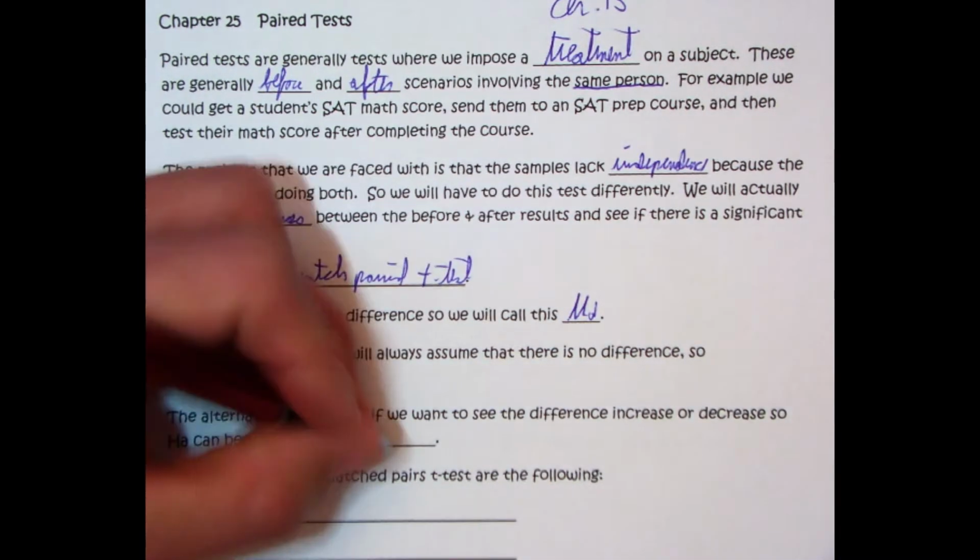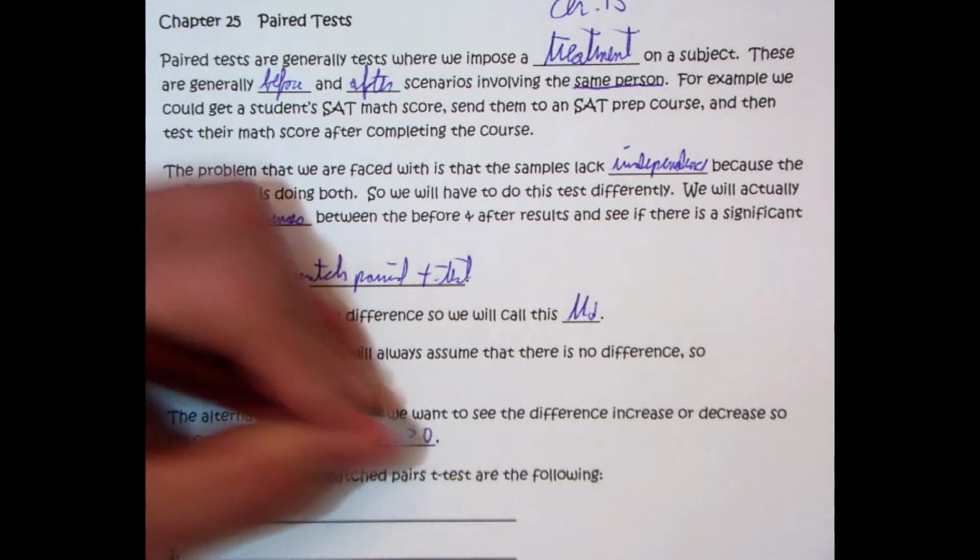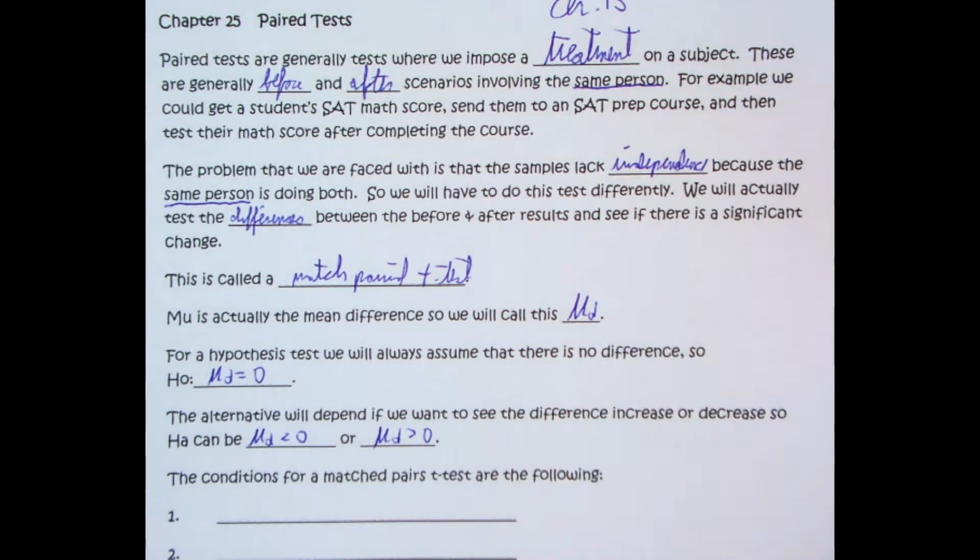Okay? Or mu sub d could be greater than 0. So, when would we want to see that? SAT scores. We test people's SATs. We then put them in an SAT prep course, and then we retest them 10 weeks later, and we say, okay, let's see how you do on the SATs after. Well, we'd want to see a mean increase. Okay?